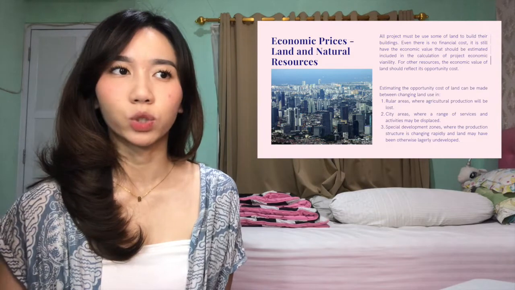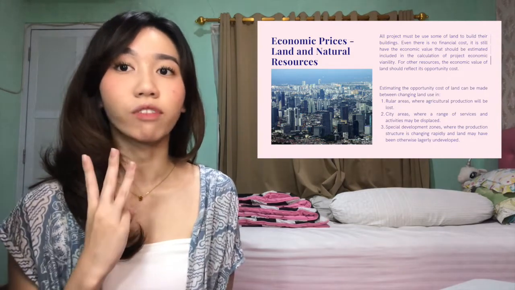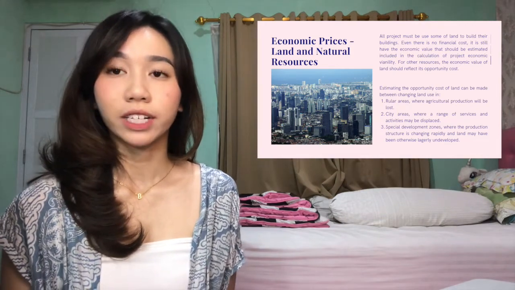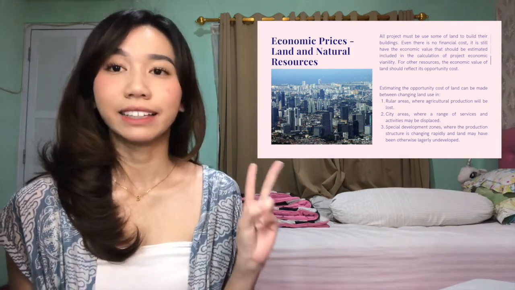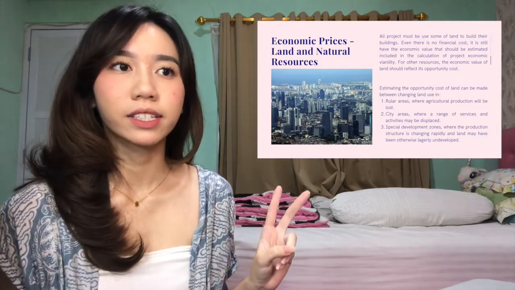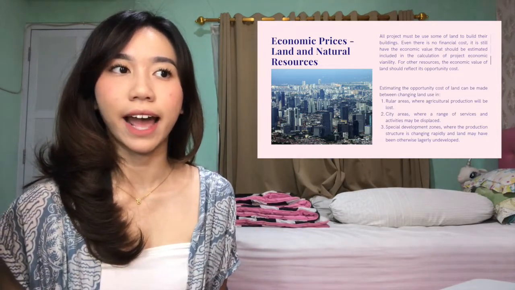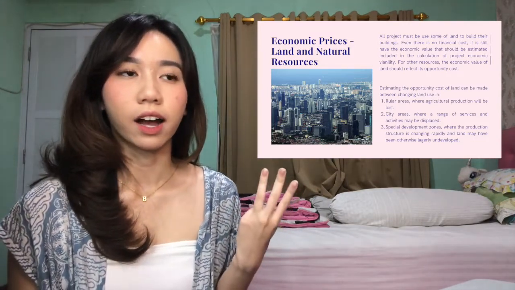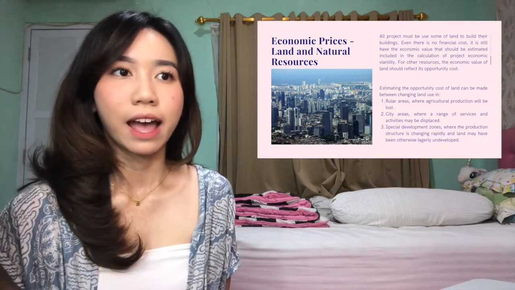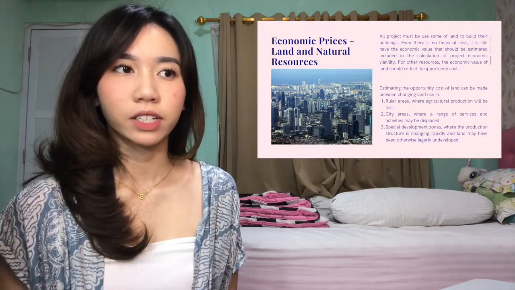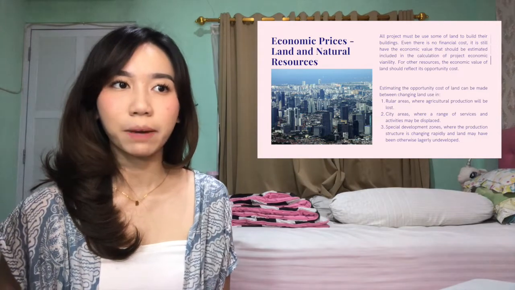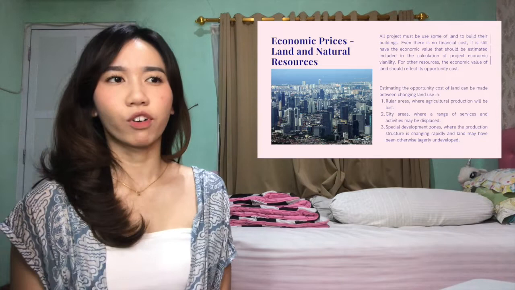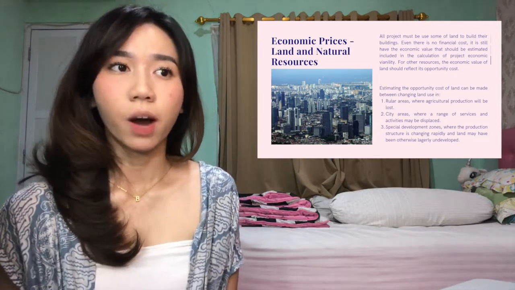So it can be made between changing land use in three types of area. First area is rural area, where agricultural production will be lost. Second area is city area, where a range of services and activities may be displaced. And the third area is a special development zone, where the production structure is changing rapidly and land may have been otherwise largely undeveloped.